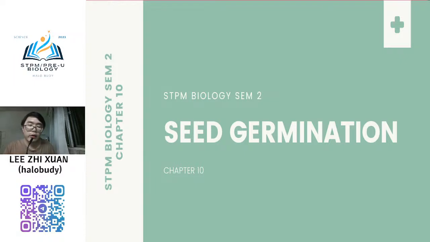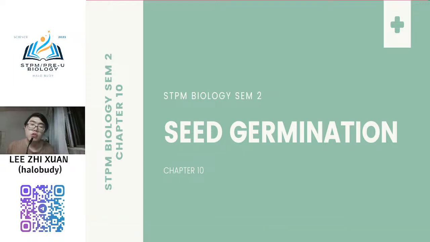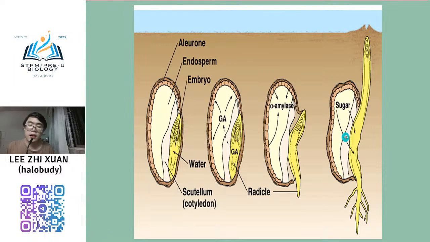Okay, now we have finished the sexual reproduction in flowering plants. Now we will proceed to seed germination, the third topic of this chapter. Seed germination is actually a continuation from chapter 9, plant hormones, about the role of gibberellin. In seed germination, the plant will use gibberellin to initiate the germination. So you can see GA here. This is the overall process of seed germination.